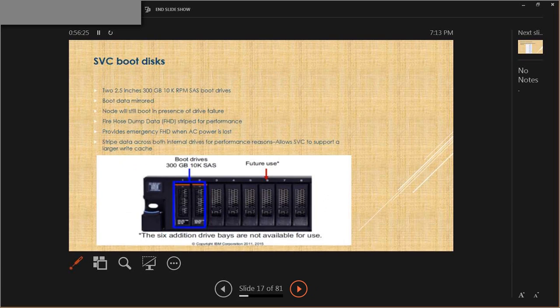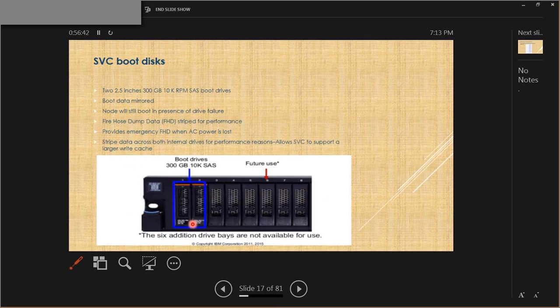And this is the SVC boot disk. When we look at the boot disk, as I discussed before, there are a total of 8 drives. Out of these 8 drives, 2 drives are used for booting purposes, and they contain an exact copy of the firmware of SVC. The size of the boot drive is 300 GB, and it is a 10K SAS drive.